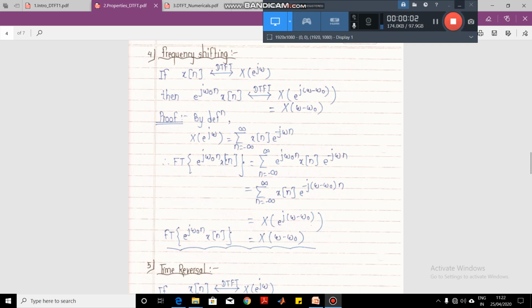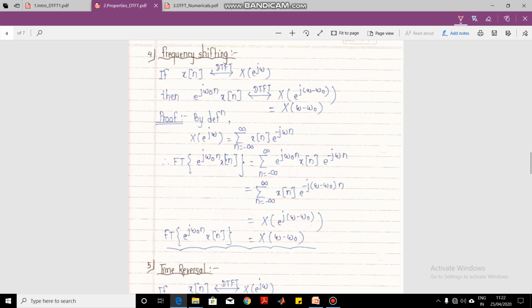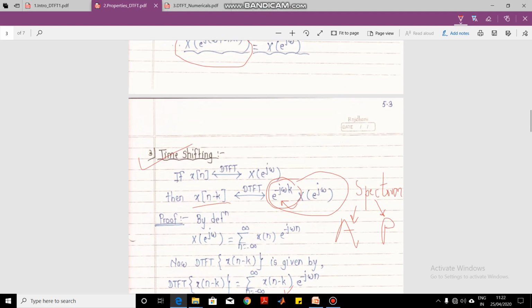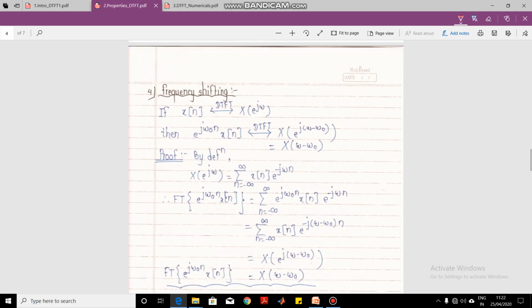Hello and welcome back. In this series of lectures, we are talking about the properties of discrete time Fourier transform. In the previous lecture, we had seen the properties of linearity, time reversal, then periodicity, and just now we had seen about the time shifting property. In this lecture, we will be talking about the frequency shifting property.